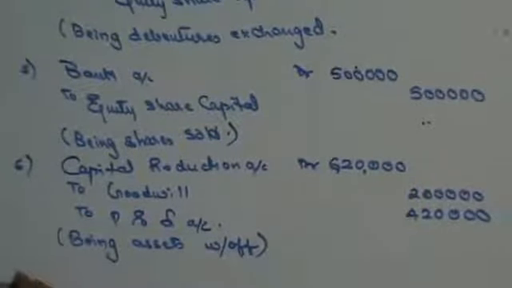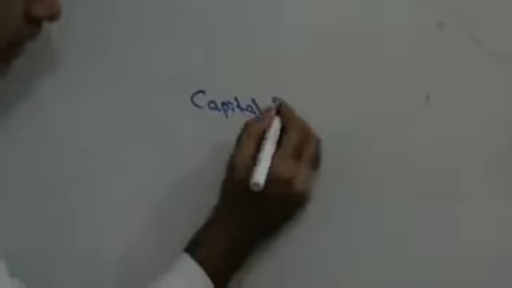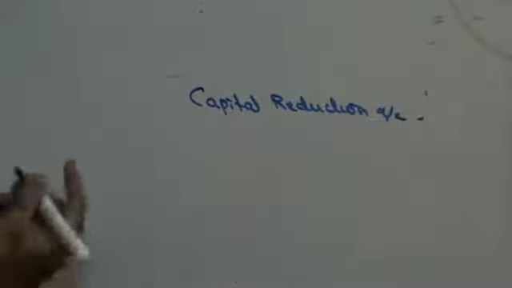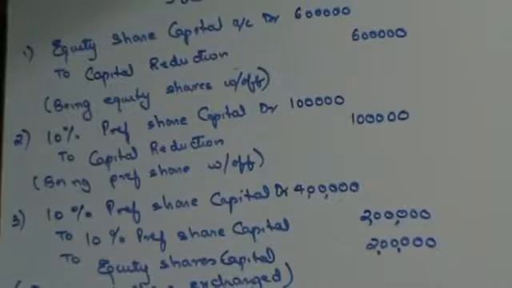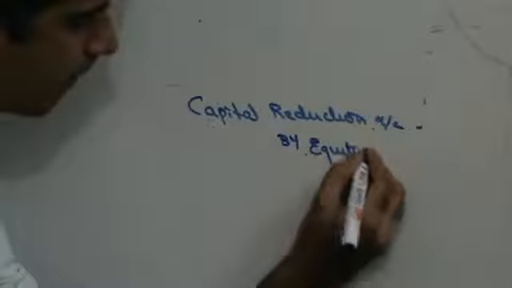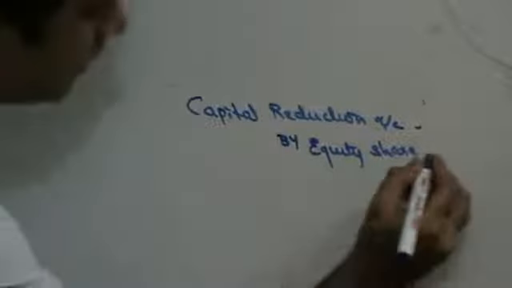Okay. Now leave space for one journal entry and make capital reduction account. Right? Particulars rupees, particulars rupees. Let's look at our journal entries. In the first journal entry, capital reduction is on the credit side. Hence, the entry will be on the credit side. You will write by equity share capital, 6 lakhs.